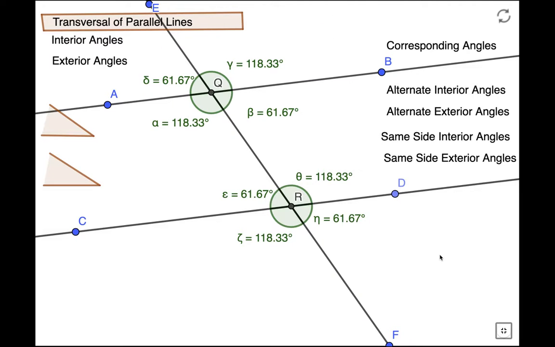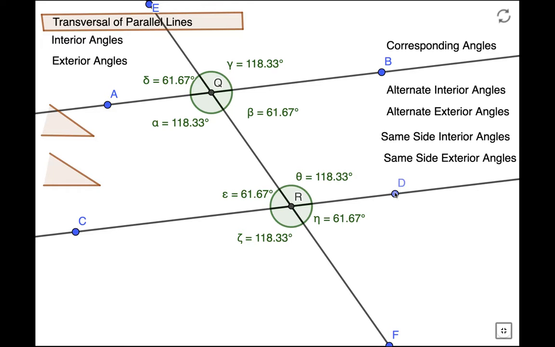Good afternoon, students. This is a continuation of our lesson that you just watched. It's again about transversals, but more specifically about a transversal that crosses parallel lines. So in this one, AB and CD have to be parallel.